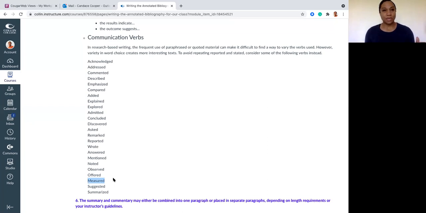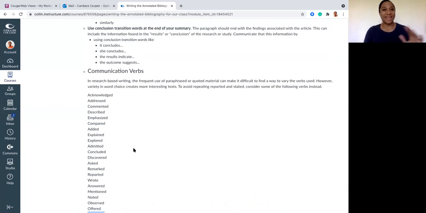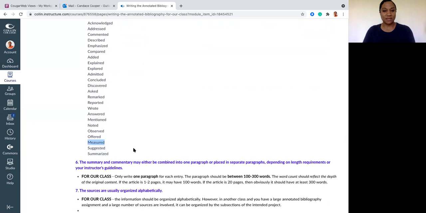So I just want to make sure that you guys have the tools that you need. So go back to this page and make sure that you're able to access this and use it. It's a tool for you. All right. We're going to go back into the assignment.